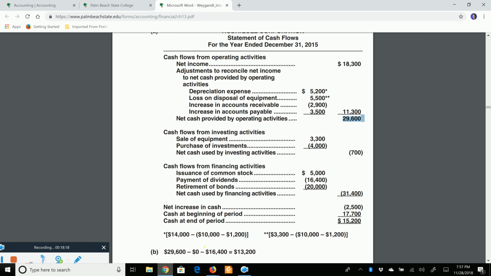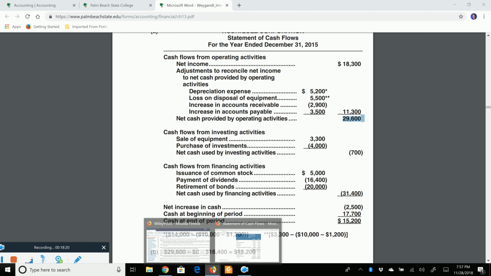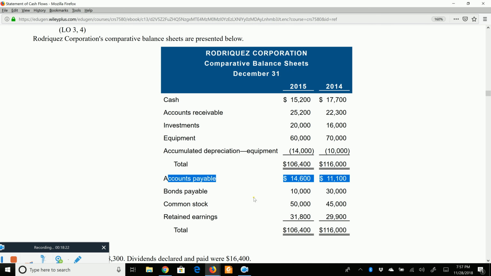As I said to you, the investing activities have everything to do with long-term assets. And so what happened with the long-term assets? Well, investments. What happened with investments? It started the year at $16,000 and it ended the year at $20,000.